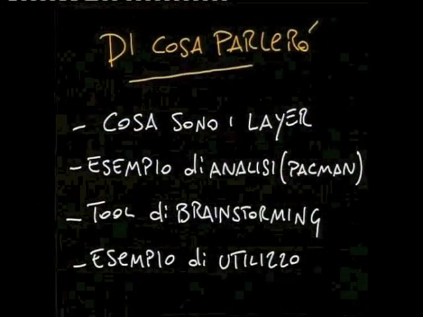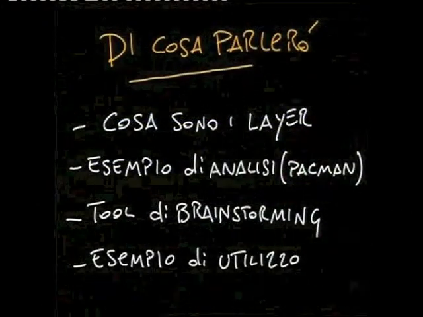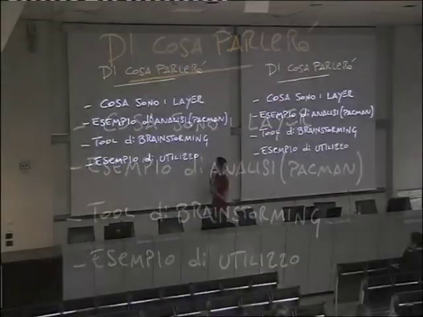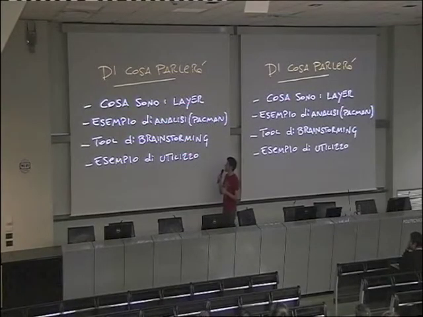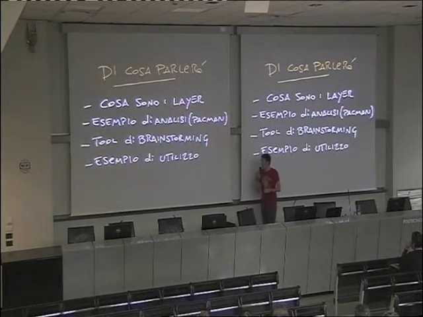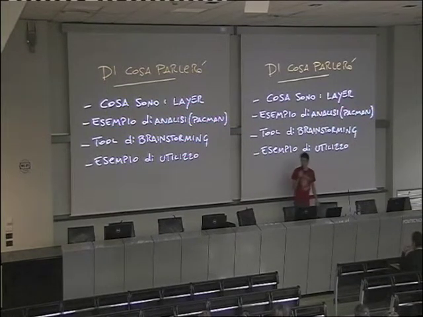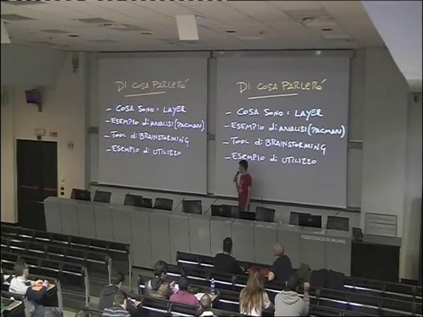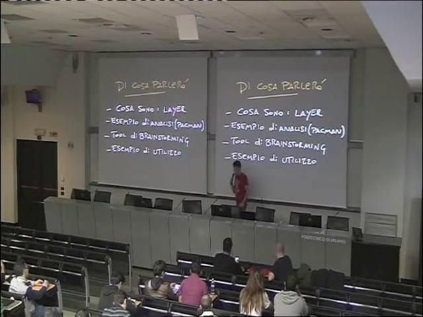I'm going to talk about what the layers are, make an example of analysis of a game, and then how they can be used for brainstorming, and some examples of brainstorming that I did.